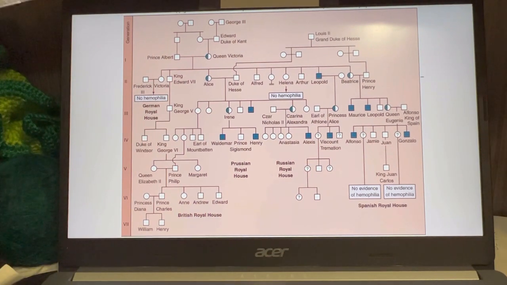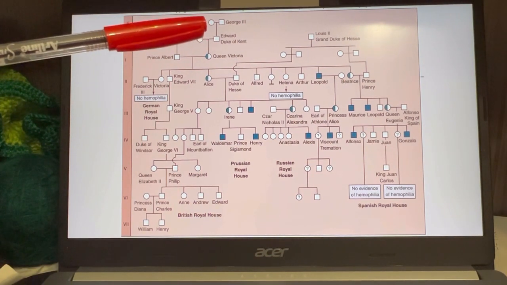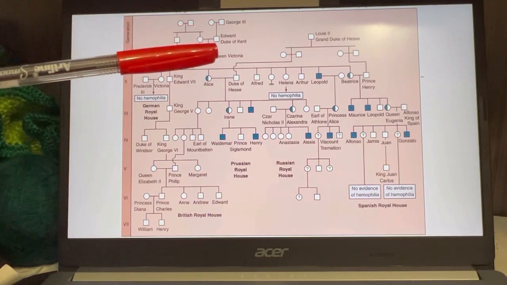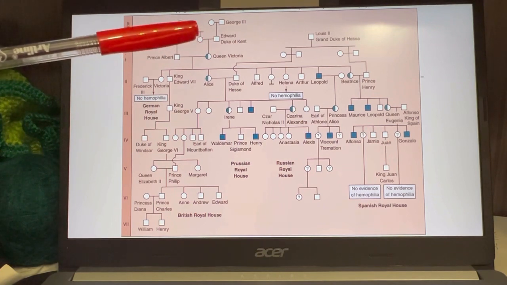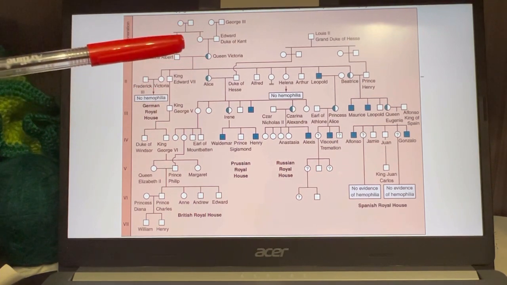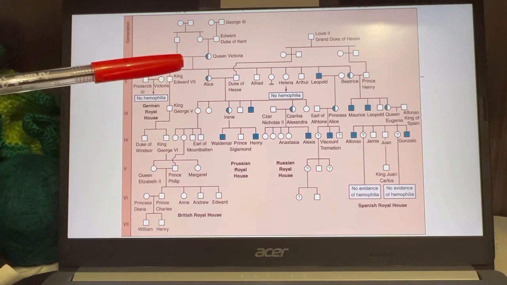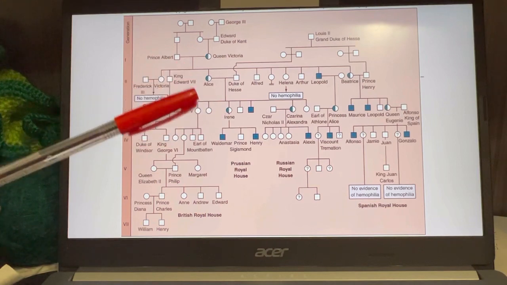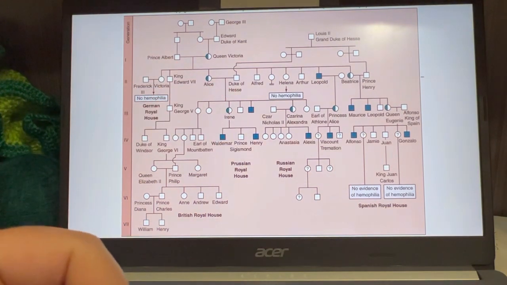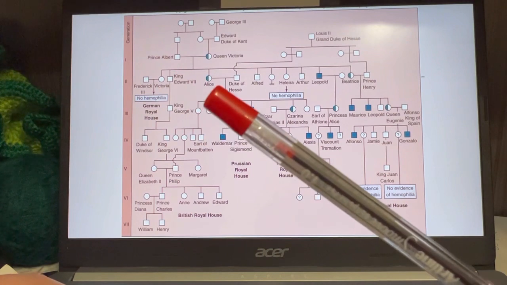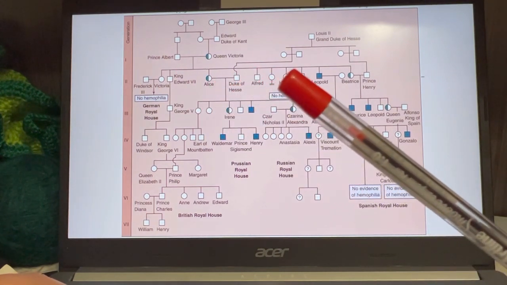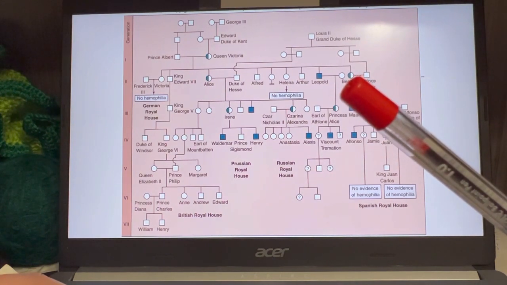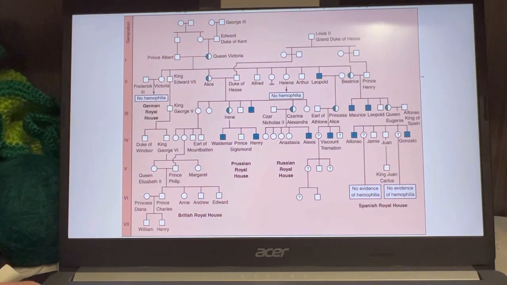So if we look all the way from back up here, we are starting with King George III. And then his wife had Duke Edward of Kent, Edward Duke of Kent had Queen Victoria, and they were cousins. Prince Albert and Queen Victoria were cousins, and then they had a bunch of children. They had 10 kids.